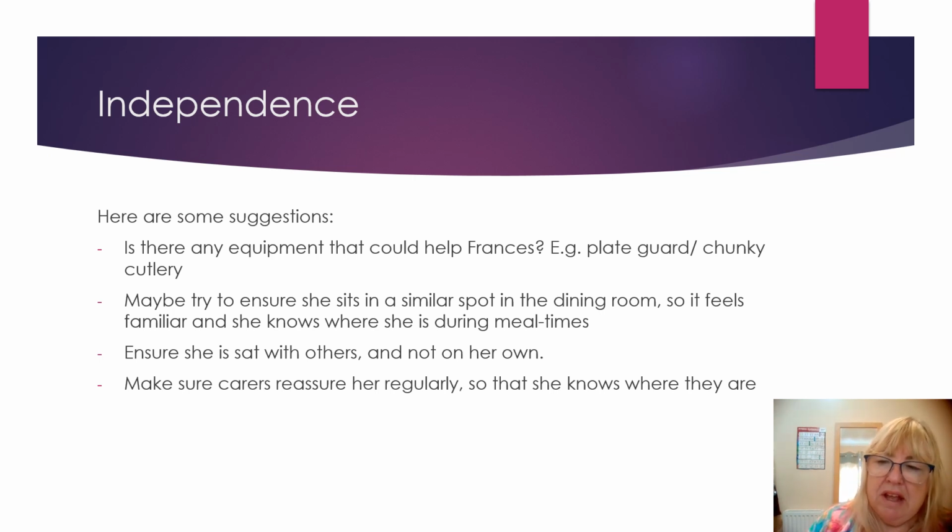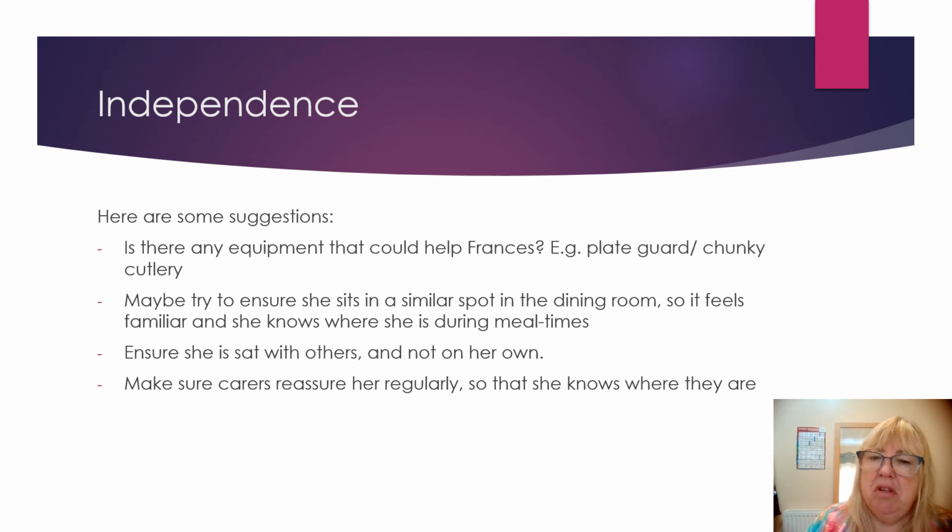Don't let her sit on her own because she obviously wants some interaction. Try to encourage a little bit of conversation around the table. That normally happens naturally. And also, she might need a carer just sitting by in case she can't find some of her food. Some foods are easier than others to eat when you've got a visual impairment.